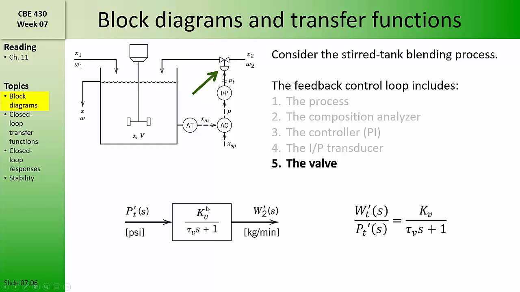Next, that pressure signal is sent to the valve where it modulates the flow rate. The gain for the valve describes by how much the flow rate changes for a given change in the pressure signal. This transfer function also contains a first-order denominator, so we're assuming that the valve does not act instantaneously. It actually takes time for the valve stem to move up and down when the pressure signal is changed. And that we approximate with first-order kinetics. We're using a time constant tau sub v.